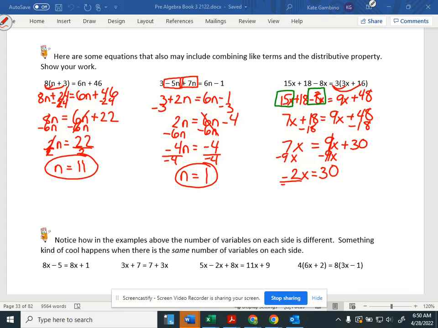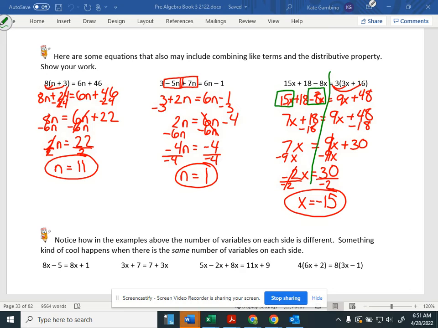So divide by negative 2. Negative 2 divided by negative 2 is a positive 1. 30 divided by negative 2 is a negative 15. x equals negative 15. Notice how I'm lining up that equal sign.